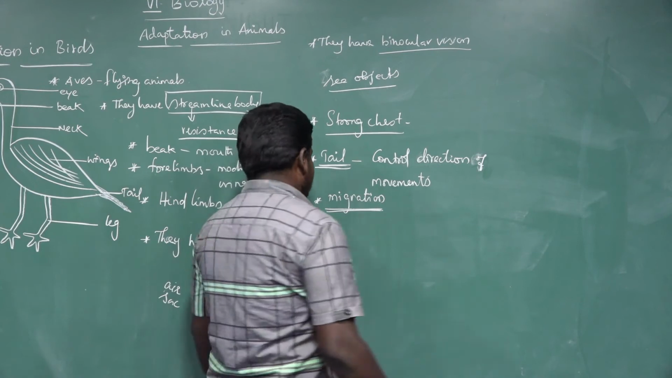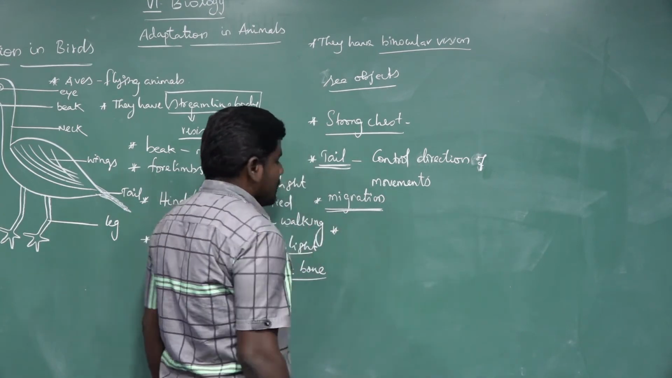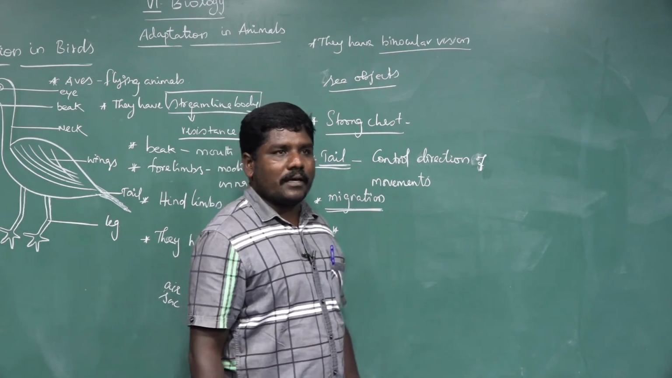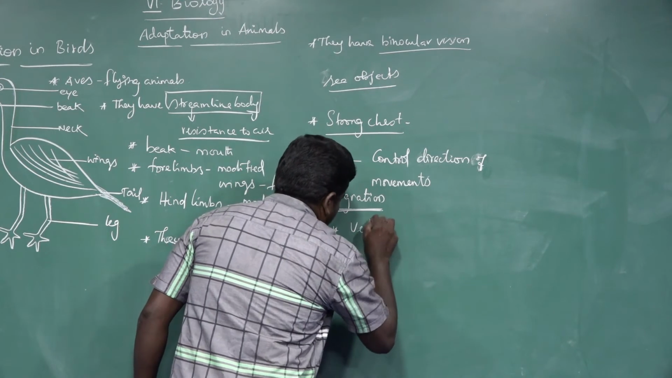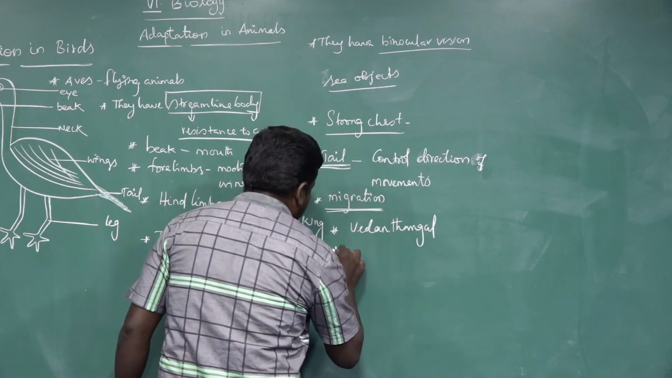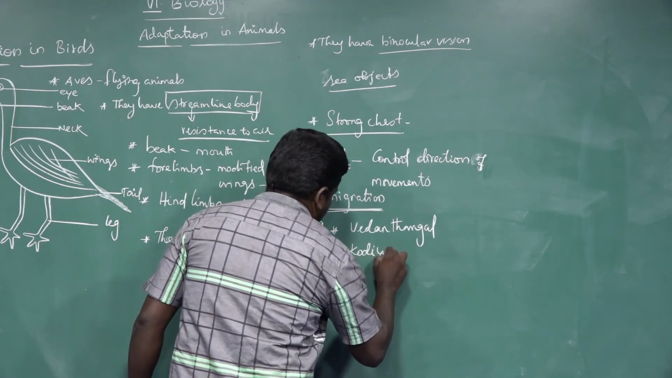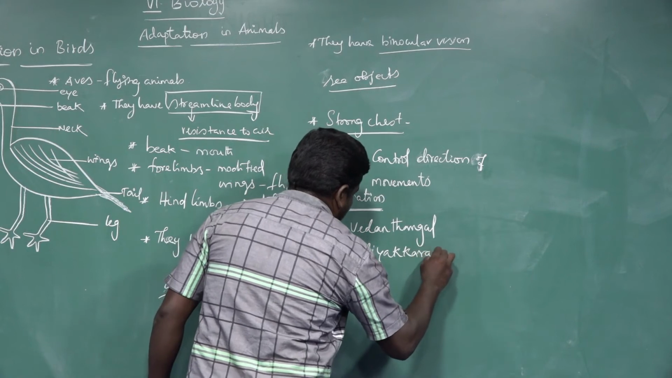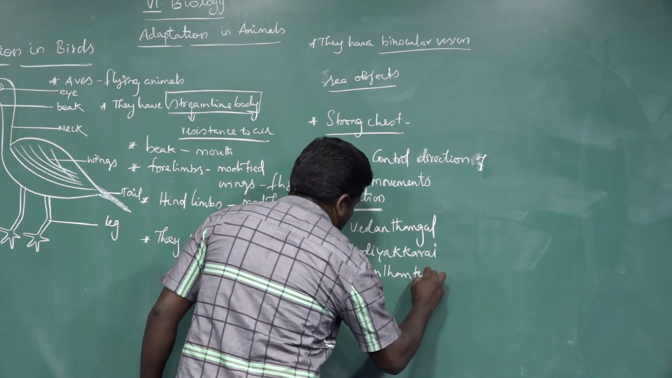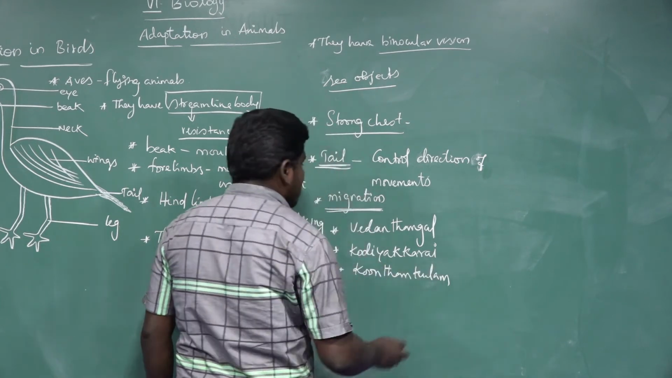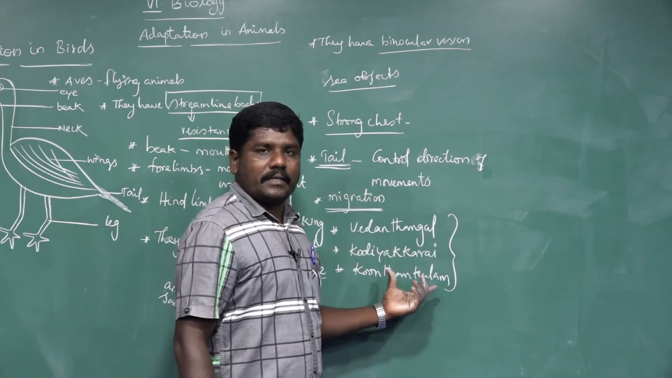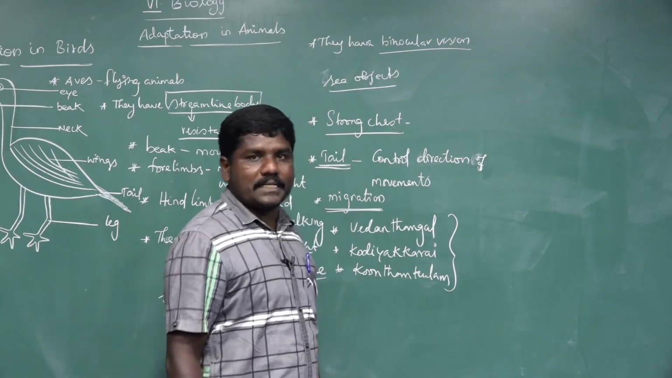Go on. And then next one, the bird sanctuaries in Tamil Nadu: Vedanthangal in Kanchipuram district, and then Kodiyakkarai and Koonthankulam. So that is on the important bird sanctuaries in Tamil Nadu. Go on. And then next, go to adaptation in camel.